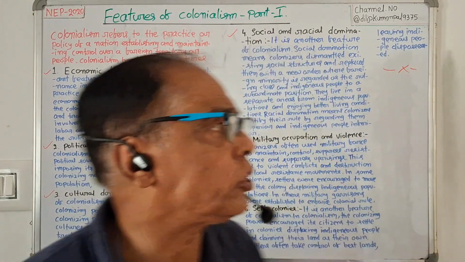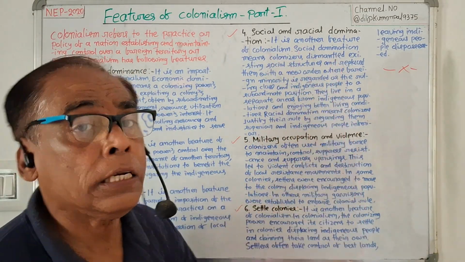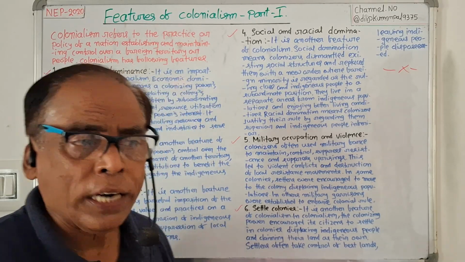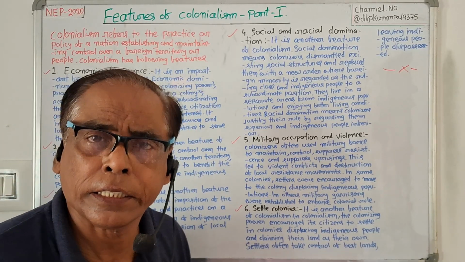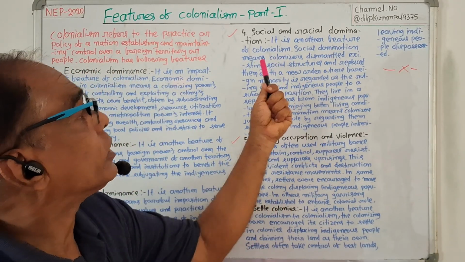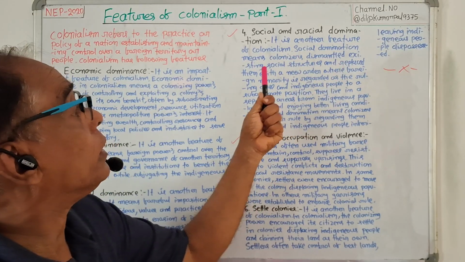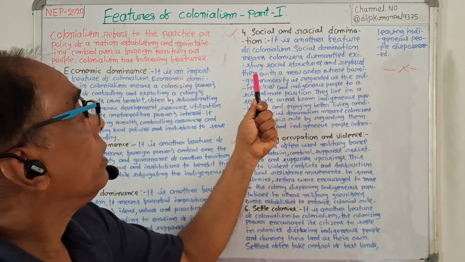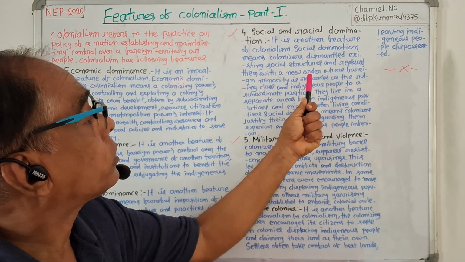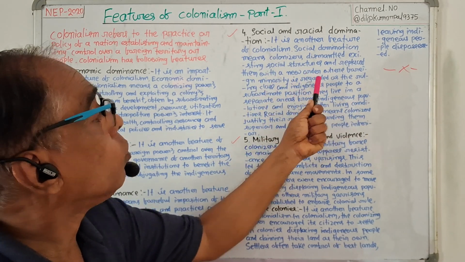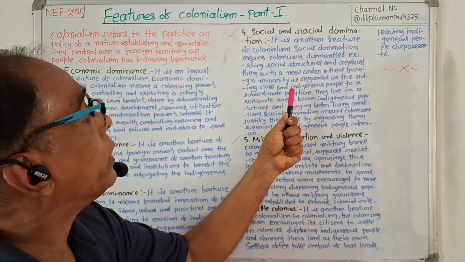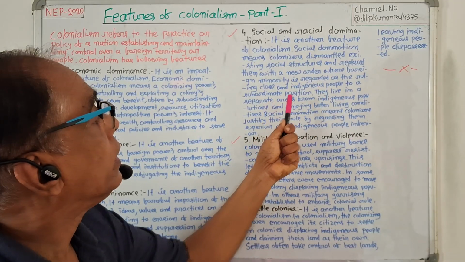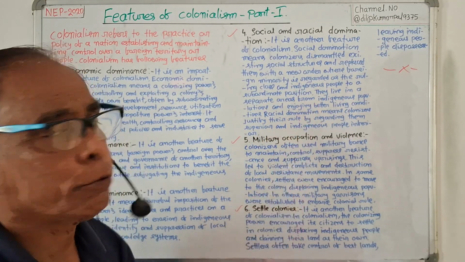Another feature of colonialism is social and racial domination. So, what is social domination, racial domination? Social domination means colonizers dismantled existing social structures and replaced them with a new order where foreign minorities are regarded as the ruling class, and indigenous people are pushed to a subordinate position.